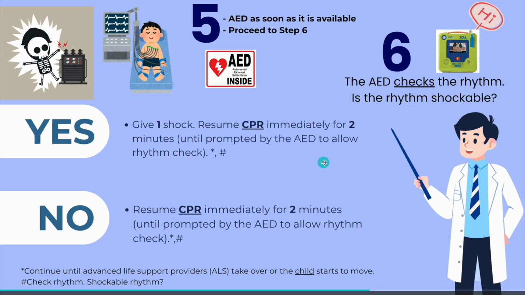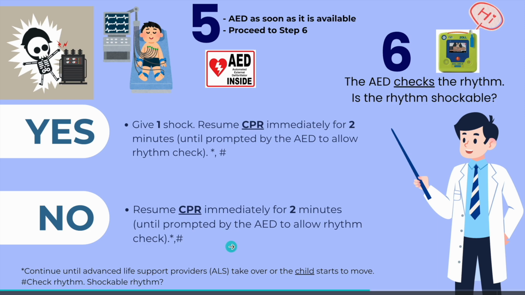Again, please remember all the rules that we discussed for AED placement for infants and children. And listen to what the AED says. If the rhythm is shockable, after clearing the patient, shock, and then resume CPR. After 1 shock, resume CPR immediately until prompted by the AED to allow the rhythm check about every 2 minutes. Continue until advanced life support providers take over or the victim starts to breathe, move, or otherwise react. If the AED detects a non-shockable rhythm, resume high-quality CPR until advanced life support providers take over or the child begins to breathe, move, or otherwise react.